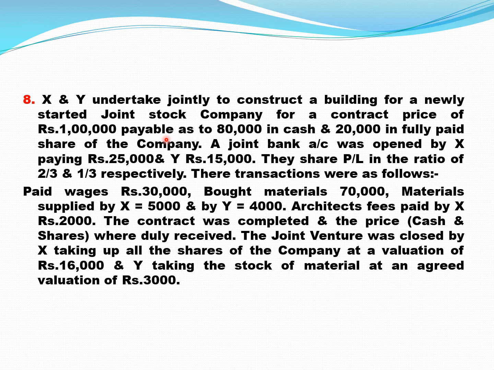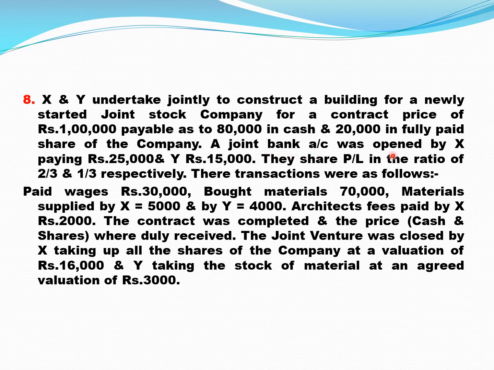So the total sales, or the total contract value at the time of termination of the contract, is 1 lakh: 80,000 in cash and 20,000 in fully paid shares of the company. So, students, 80,000 will come in joint venture account and joint bank account. 20,000 is shares, joint venture account and shares account. However, we are not going to prepare the shares account.